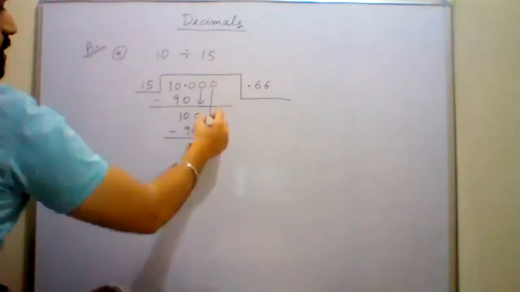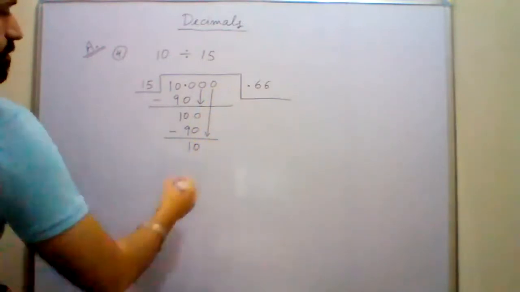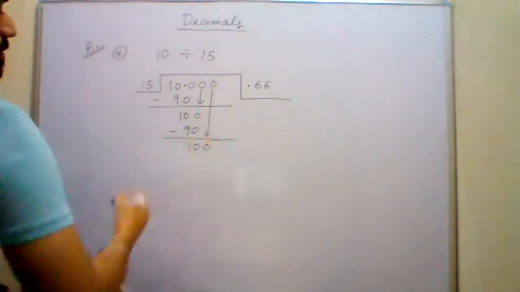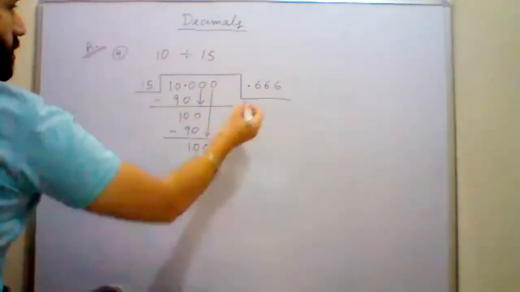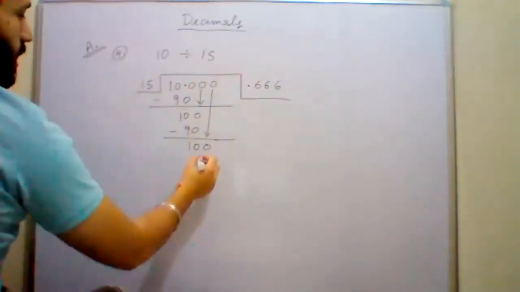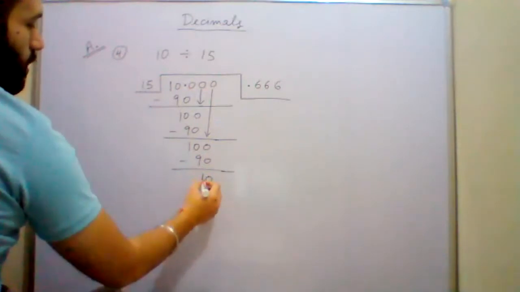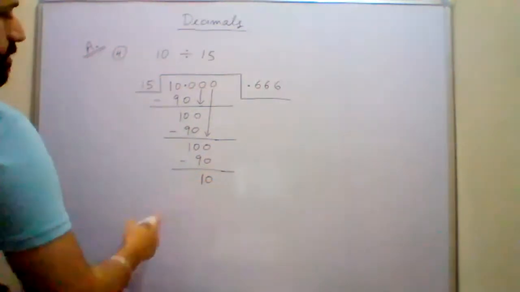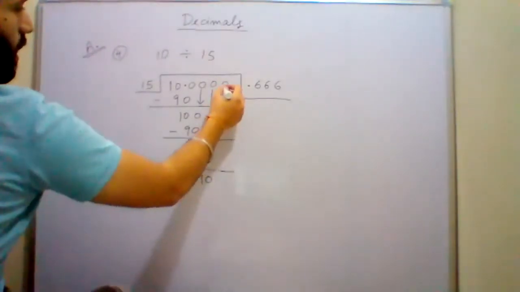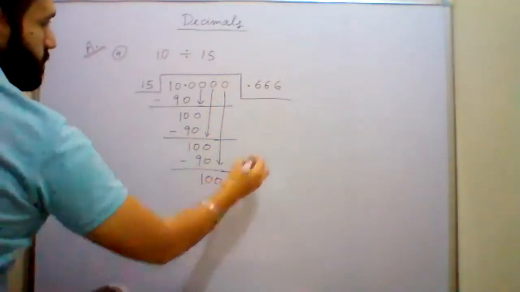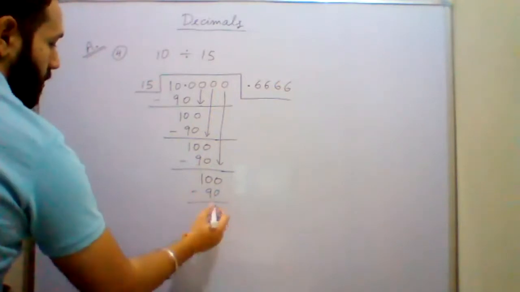Then you copy down another 0, write a 0 here in the dividend, and copy down the 0, and again you get 100. So 100 when divided by 15, again you will write 6 here. 15 into 6 is 90. Again, when you subtract, you get 10 as the remainder. So again and again, you are getting the same remainder, 10, all the time. Let us try one more time and add another 0 and then copy down the 0. Again, it becomes 100. Again, you write 6 here and again you write 90 here. Again, you subtract, you get 10 as the remainder again.